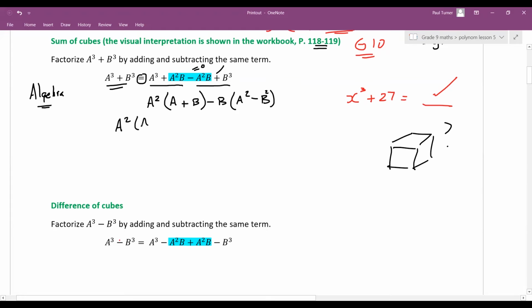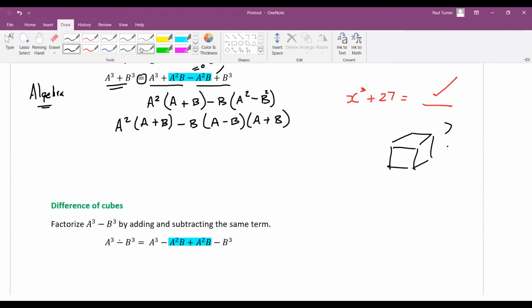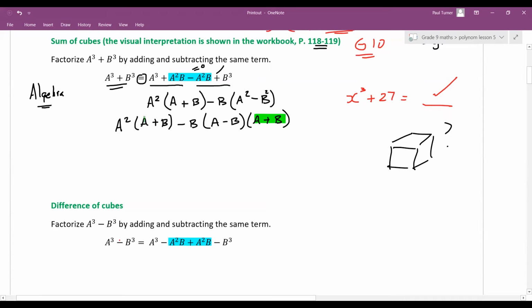So let's do a bit more work. A squared, a plus b, minus b. And now you've got a squared minus b squared, which is a minus b, a plus b from last week. Like that. And now you will see you have a common factor, a plus b. You see that? So we'll take that out. So now we've got a plus b in the front. And you are left with a squared minus b, a minus b.